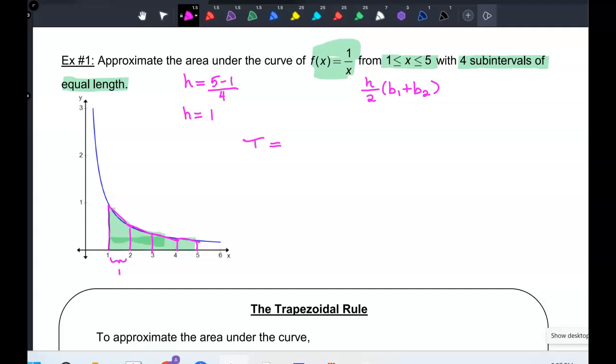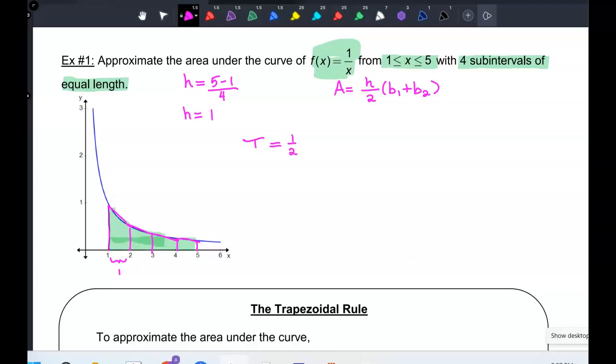So h over 2 times base 1 plus base 2. I'm going to write it out the long way, and then I'll show you how we can abbreviate it. Why is it h over 2? This is the formula for the area of one trapezoid. So now we want to do 4 trapezoids.